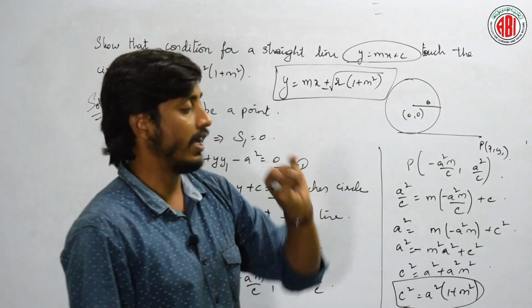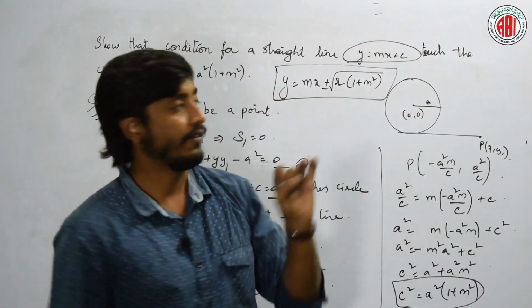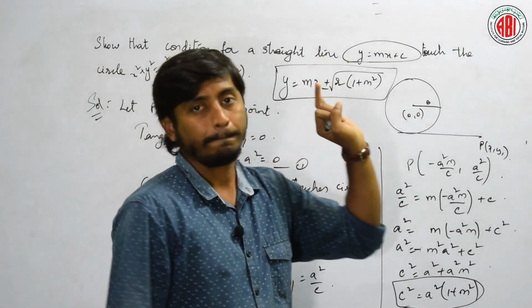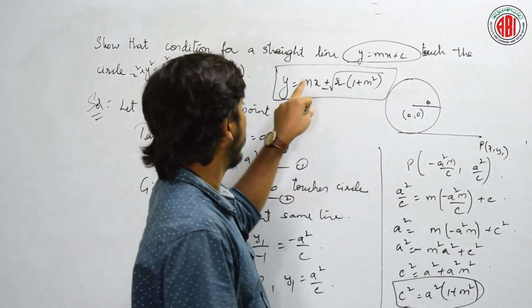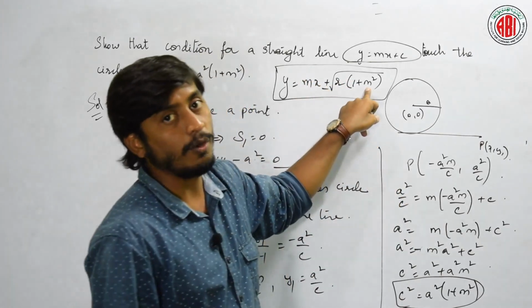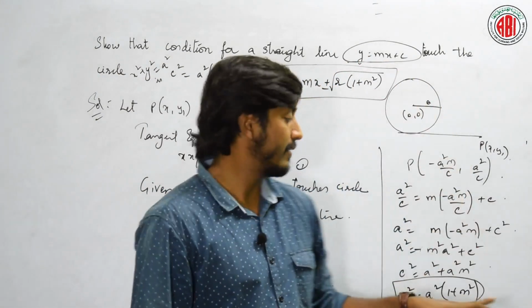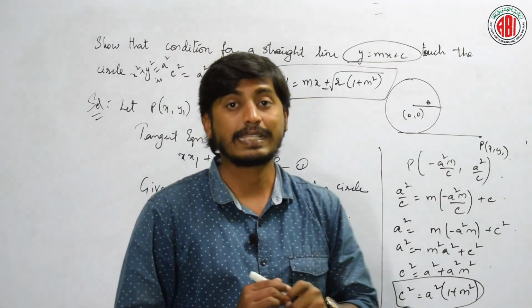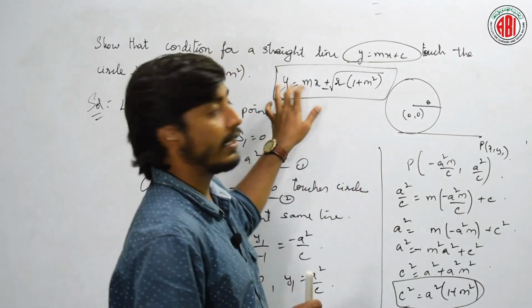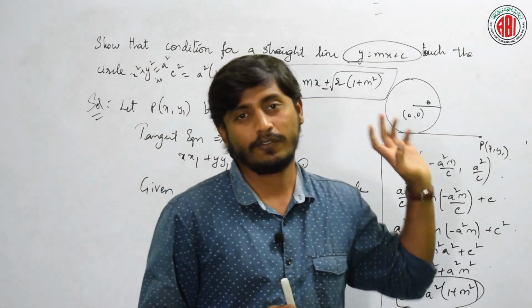Once again, the equation of a tangent to the circle with radius r, having a slope m, is nothing but y = mx ± r√(1 + m²). Is it clear? Did you understand? This is one form.